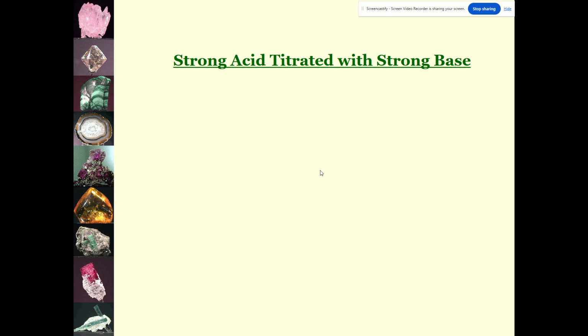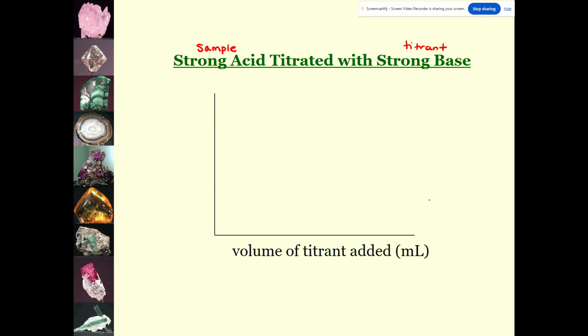So let's look at these curves. This is a strong acid, like HCl, being titrated with a strong base. That means your strong acid is the sample, and your titrant, what you're adding to it, is the base. The curve is going to have the volume of titrant added on the bottom, the pH on the side. You don't need to label all the pHs, but you want at least 0, 7, and 14. The pH curve is showing what's happening to the sample. My sample is an acid, which means my pH is starting around 0. Then this is what the curve is going to look like.